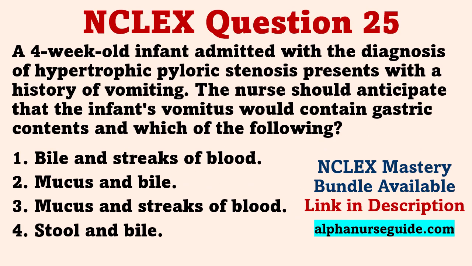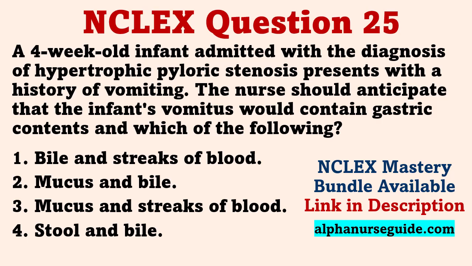A 4-week-old infant admitted with a diagnosis of hypertrophic pyloric stenosis presents with a history of vomiting. The nurse should anticipate that the infant's vomitus would contain gastric contents, and which of the following? 1. Bile and streaks of blood. 2. Mucus and bile. 3. Mucus and streaks of blood. 4. Stool and bile.